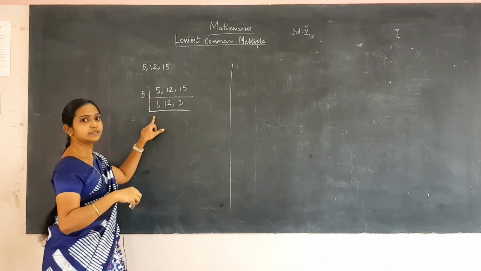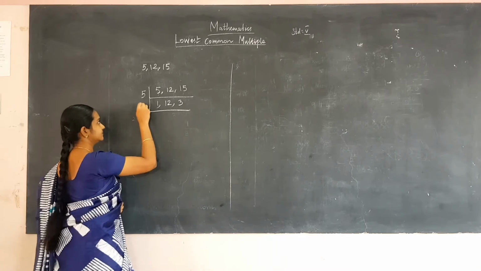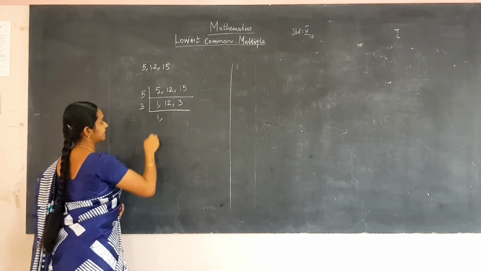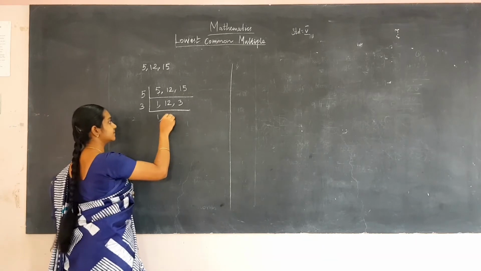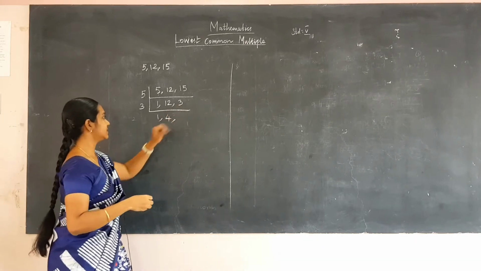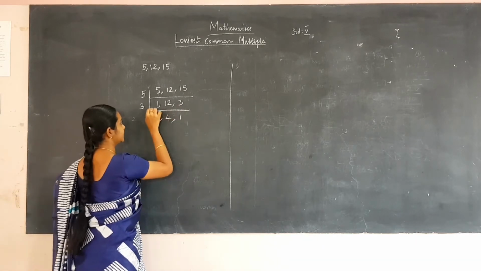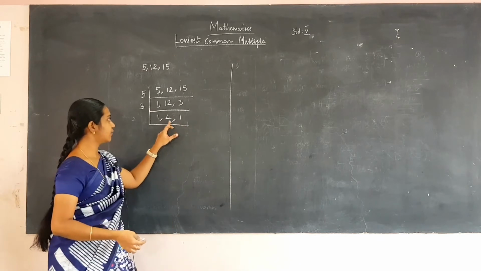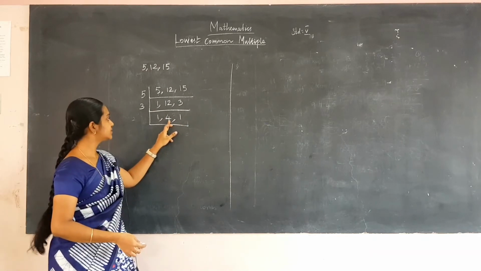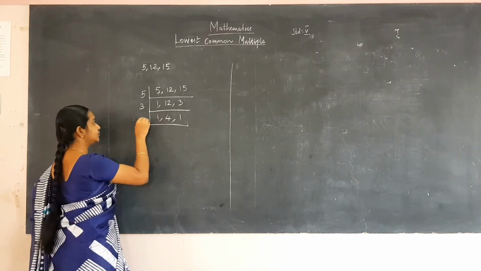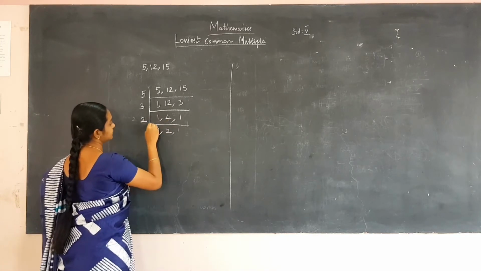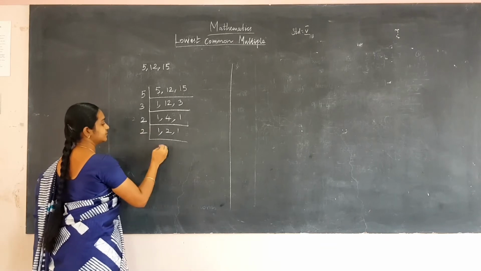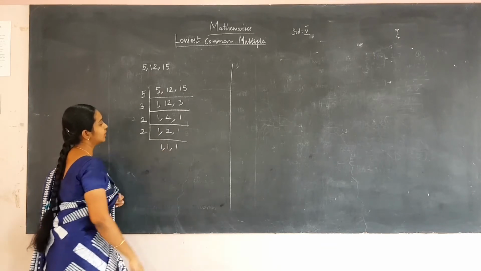Let us divide it with the number 3. 4 3s are 12, so write 4 here. 1 3 is 3, so write 1 here. We have 4 here, so we are going to divide it with the number 2. 2 into 2 is 4. Again divide it with 2. We will get 1 1 1.